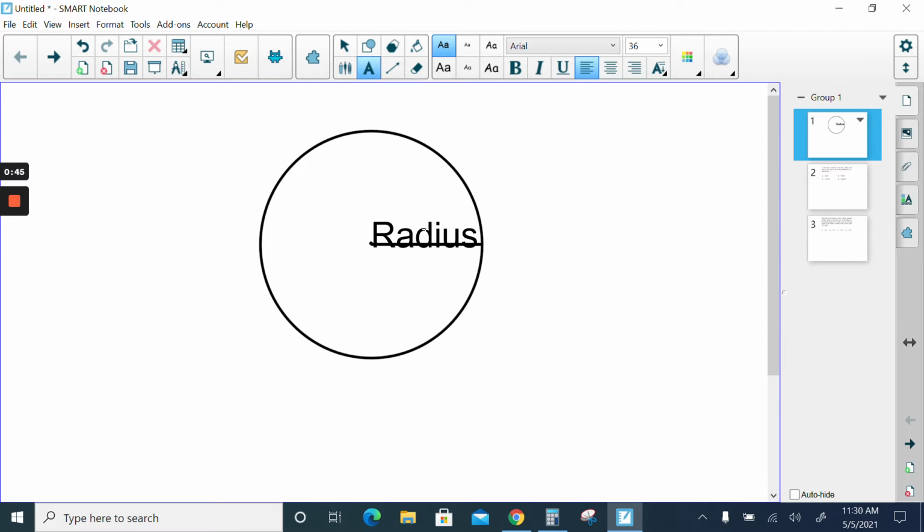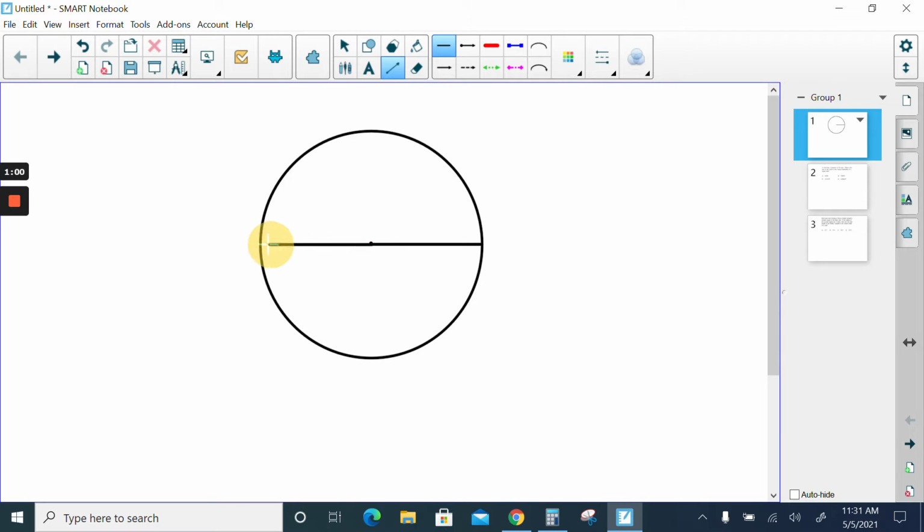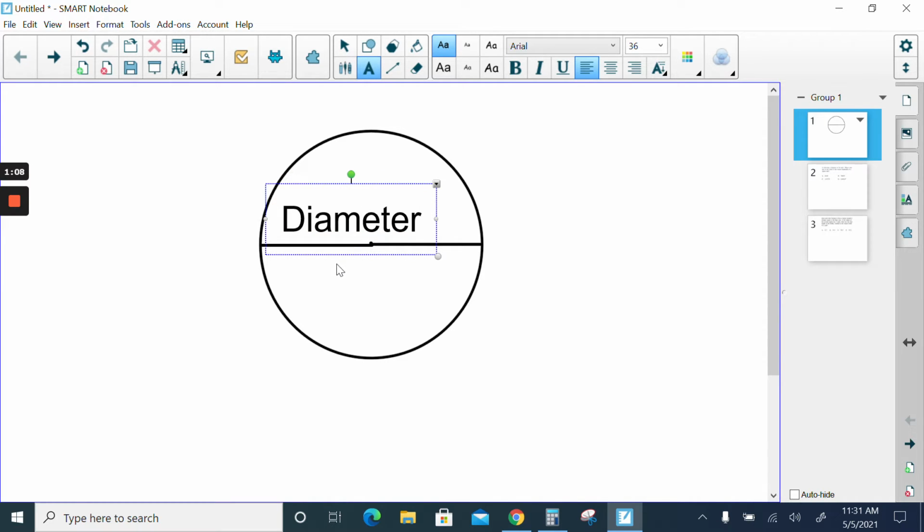Now we also have a name for the entire distance. So what if we didn't start in the center and work our way to the outside? What if we went all the way across? So if we had a line that went all the way across through the middle of our circle from one side to the other, we have a new name for that. That is called our diameter. And we can use our radius and our diameter to help us solve problems that we are going to see dealing with area and circumference.